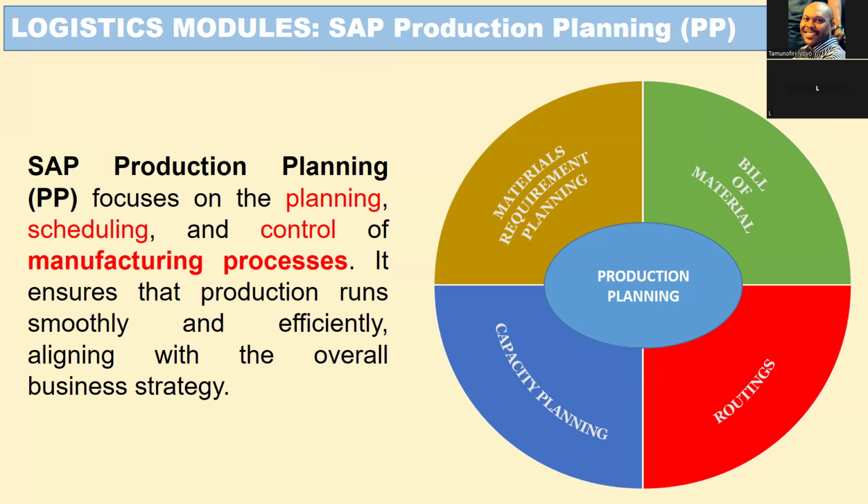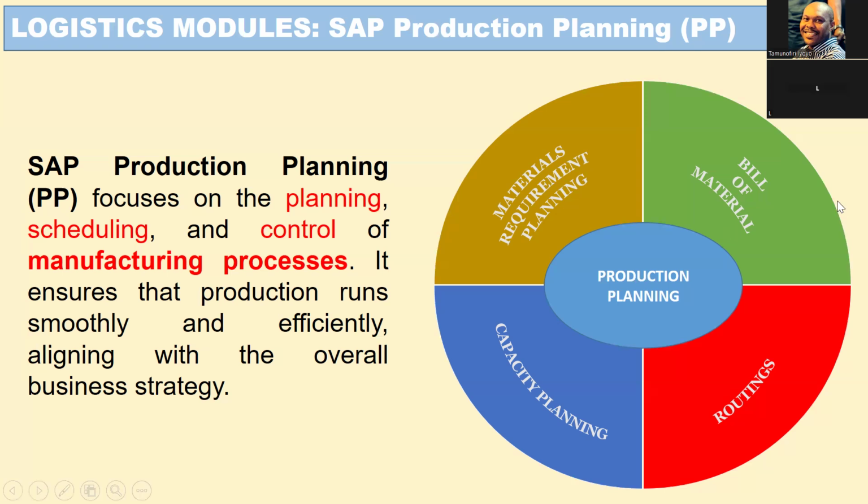All right, so we are going to be talking about the SAP production planning model. The production planning model focuses on planning, scheduling, and control of manufacturing processes. It ensures that production runs smoothly and efficiently, aligning with the overall business strategy. On the far right, you can see the components of the production planning model, which range from materials requirement planning to bill of material to routings to capacity planning. We are going to drill down into these components in a bit.